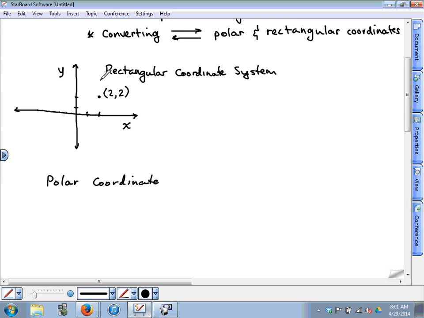This is also referred to as the Cartesian plane, named after the mathematician René Descartes. His first name was René. He was Swiss.